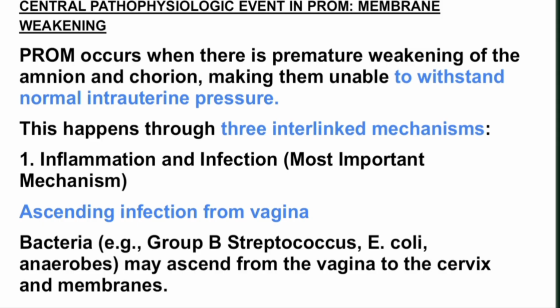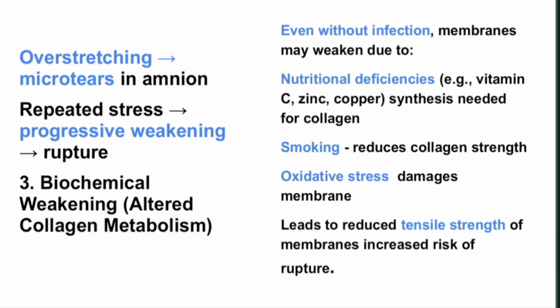Okay, so now what happens is that infections are going to easily enter through the vagina and ascend all the way to the cervix. So there's going to be ascending infection from the vagina, and the most common bacteria which cause this to happen are group B streptococcus, E. coli, and anaerobes. Okay, they may ascend from the vagina to the cervix, and also to the membranes.